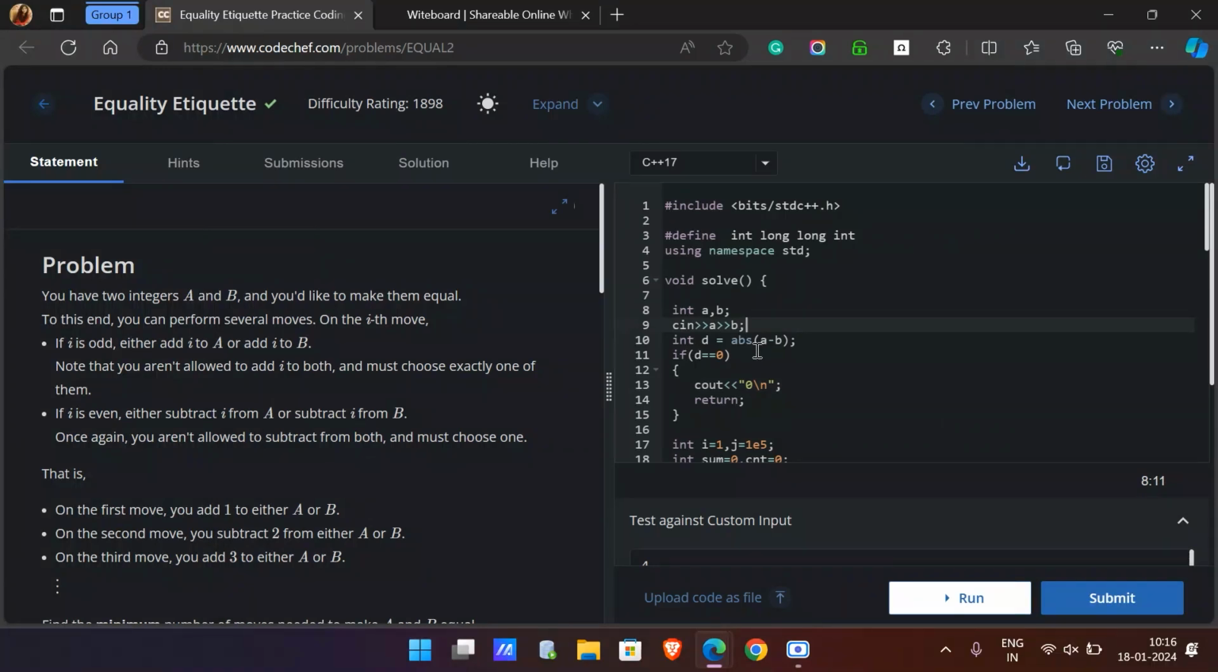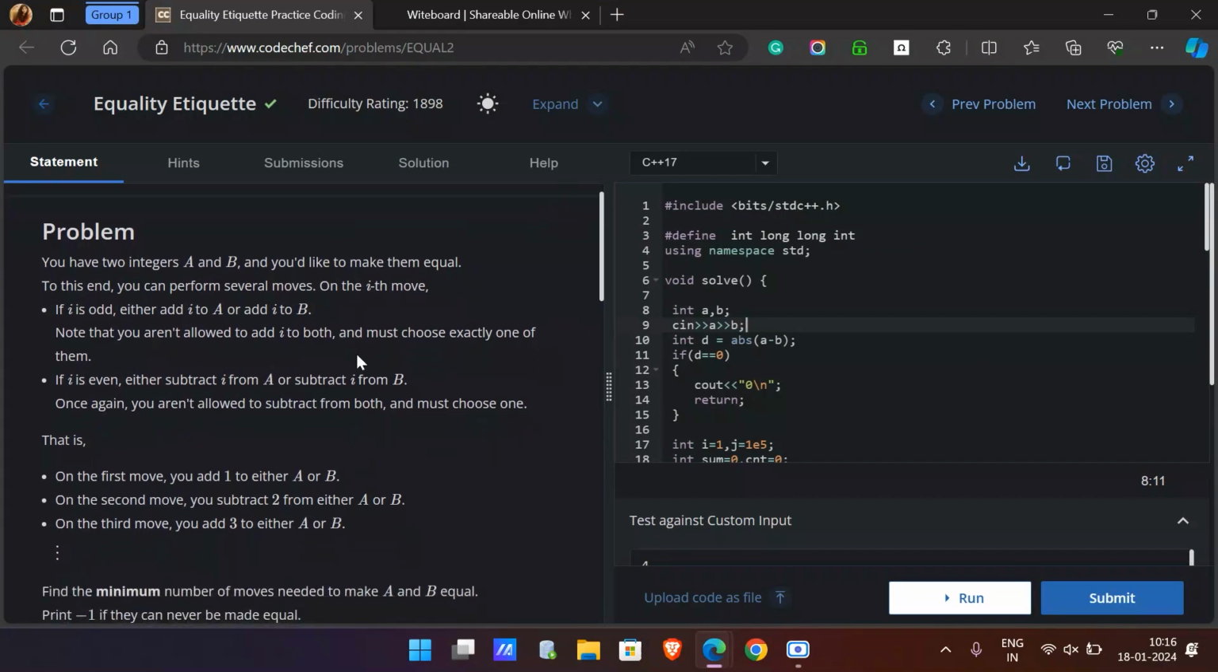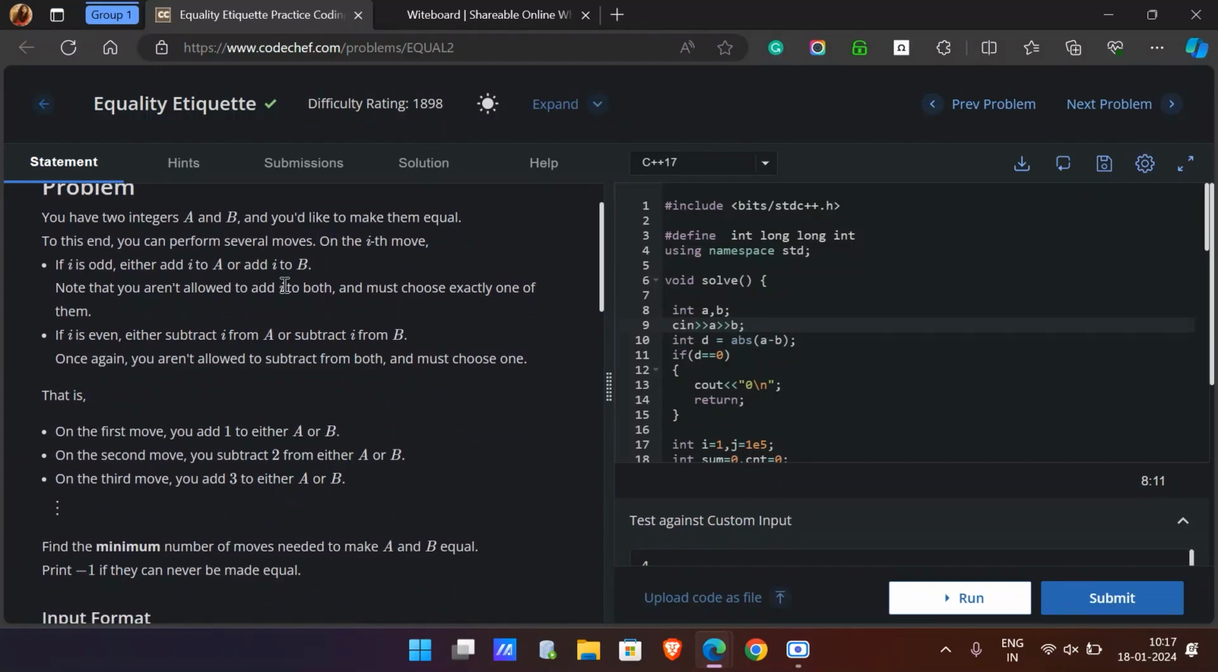Hello everyone. The question that I'll be solving today is Equality Equity. In this question, you will be given two integers a and b, and you need to make both of them equal. Like you need to make the difference between a and b negligible.